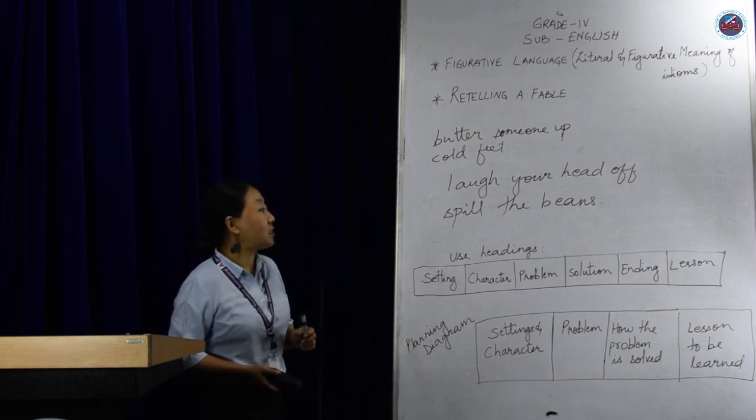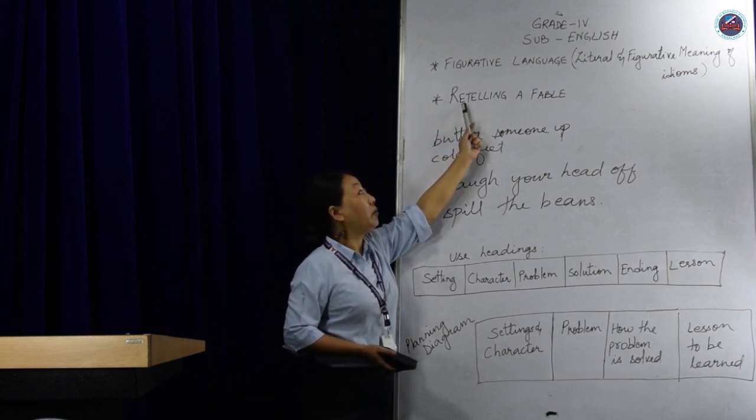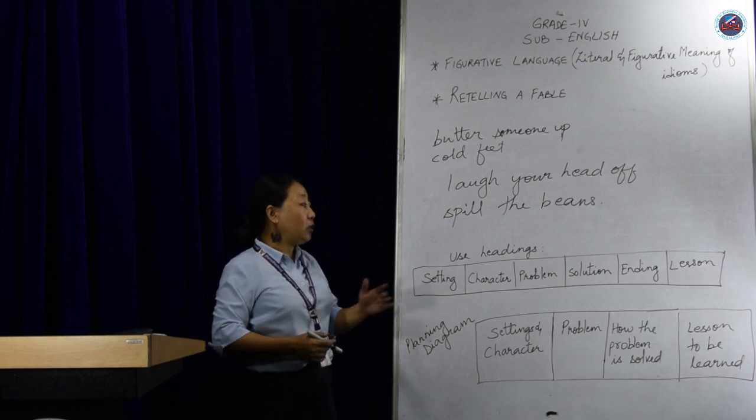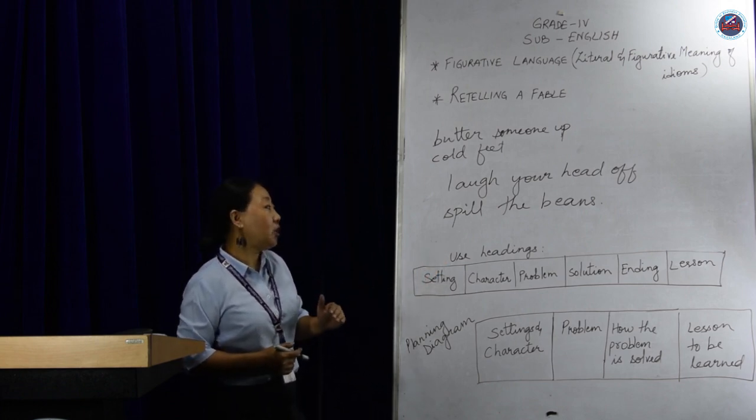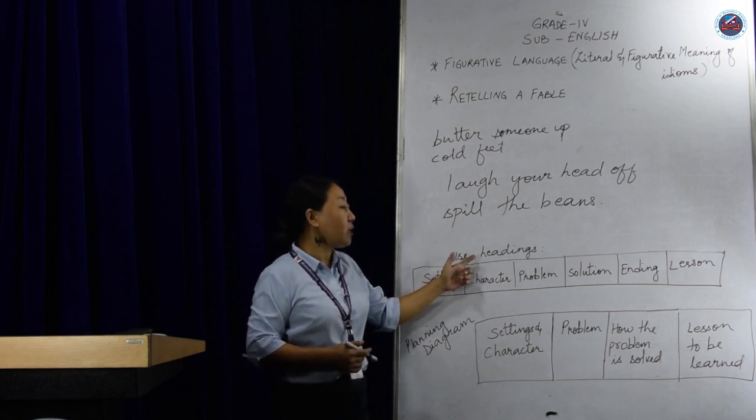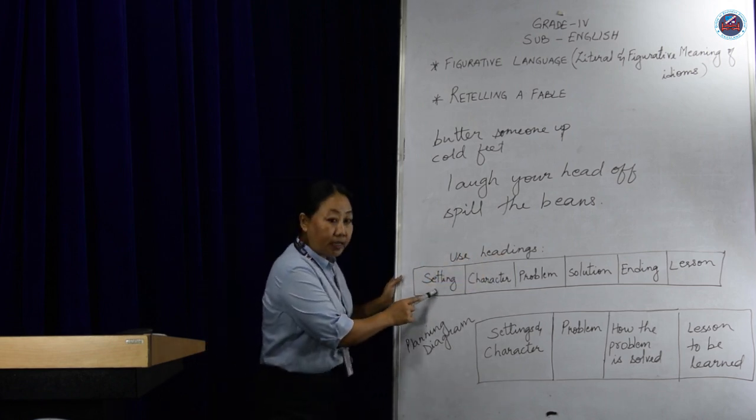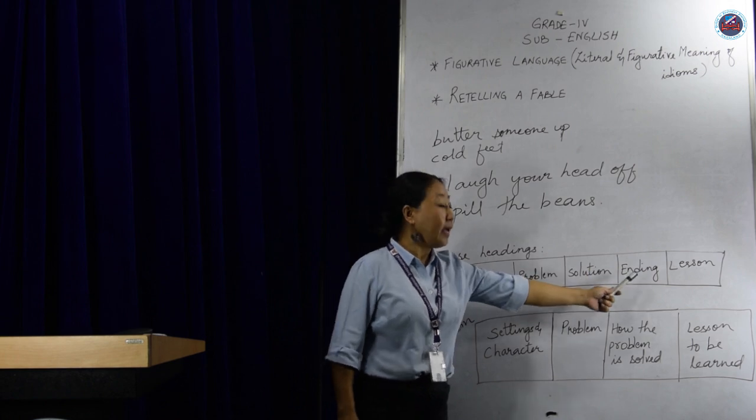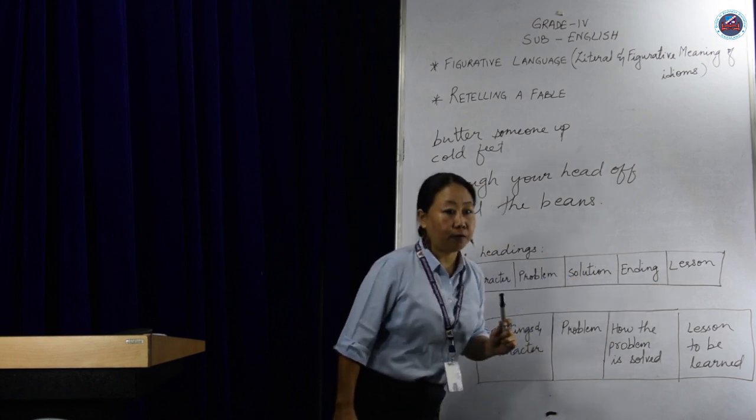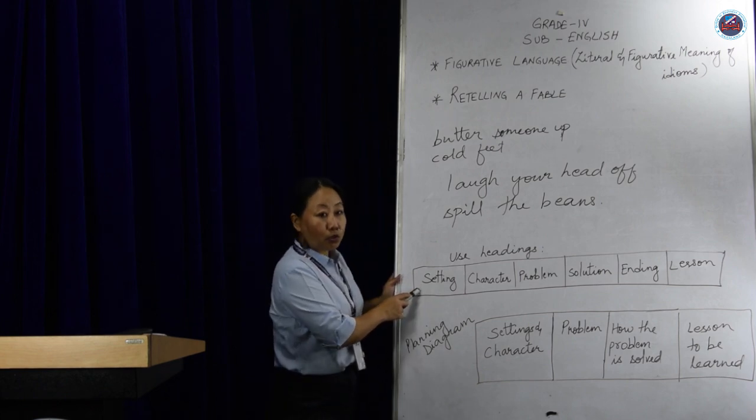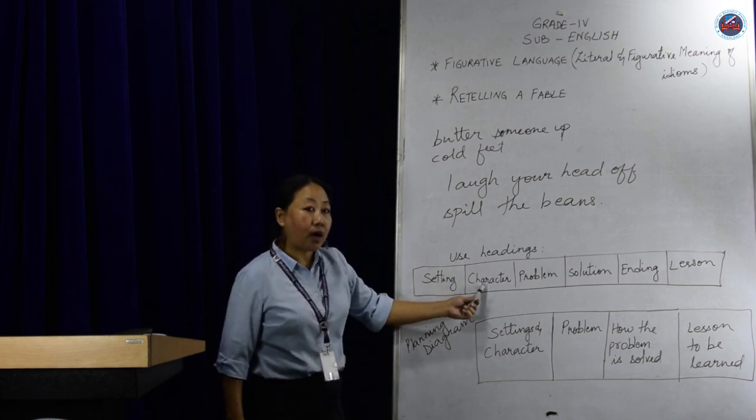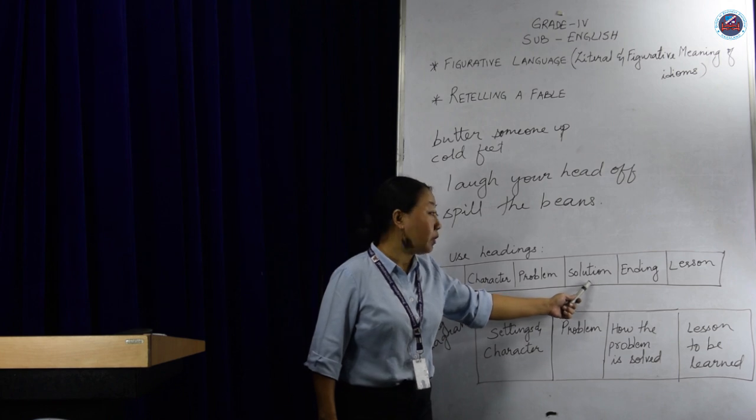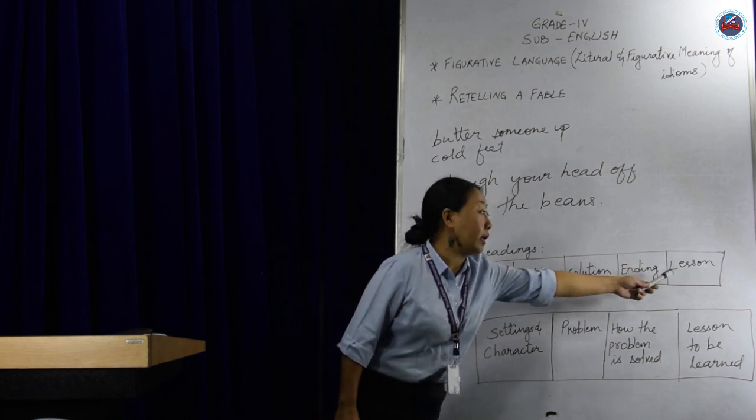Now, let us see the second topic, retelling a fable. When we already know a story and we are going to summarize the story, we can use a mind map using headings. And that is the setting, the character, the problem, solution, ending, and the lesson. Setting means the place where the story takes place. The characters are the people in the story. The problem, the solution, how the problem is solved, then the ending of the story, and the lesson that we learn from the story.